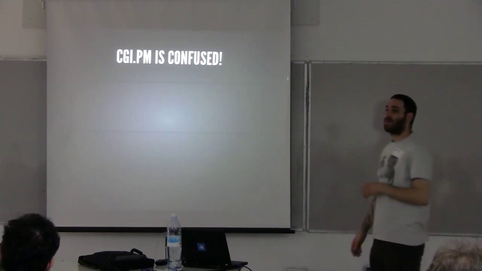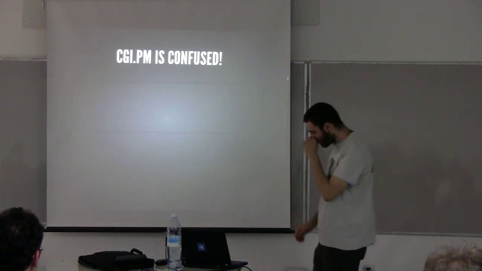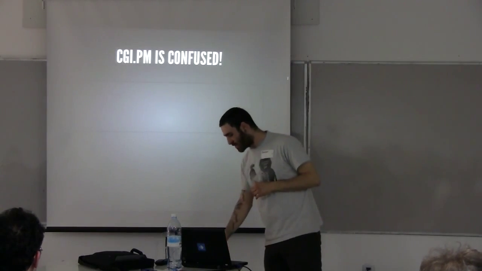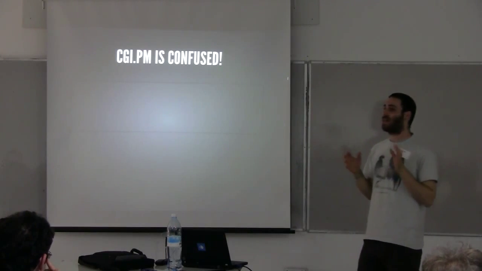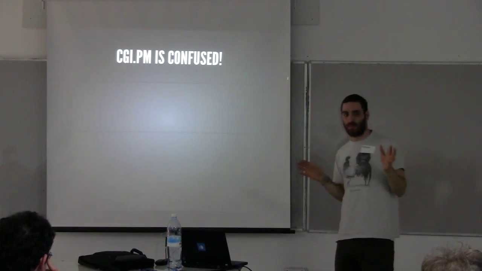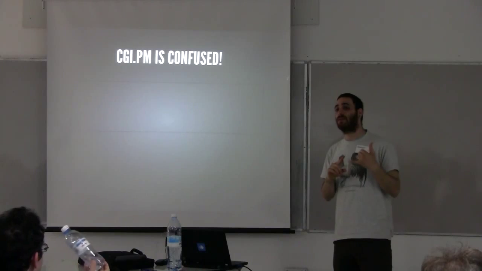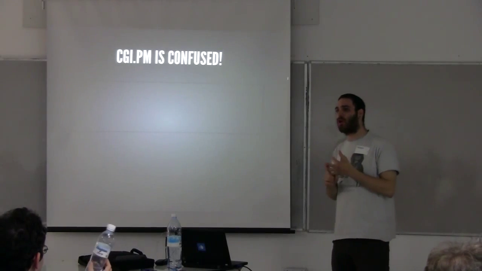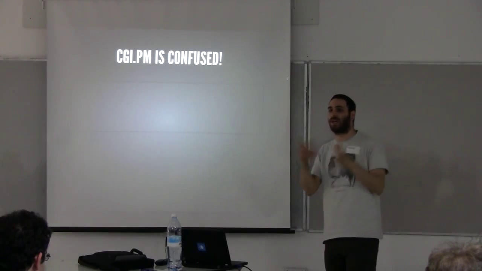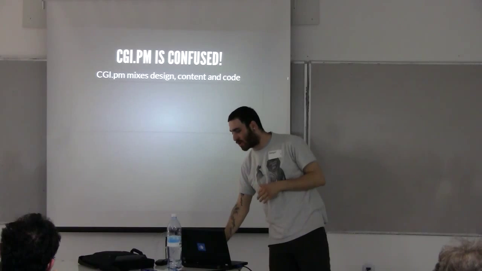And in a modern web framework, you don't need this. You don't need none of this, or you're going to see one. All right, so CGI.pm is confused. And what I mean by confused is that CGI.pm stuffs a lot of things that should be separate. For example, CGI will stuff the design and the content and the code for the actual application all inside one binary. For example, this mixes design, content, and code.